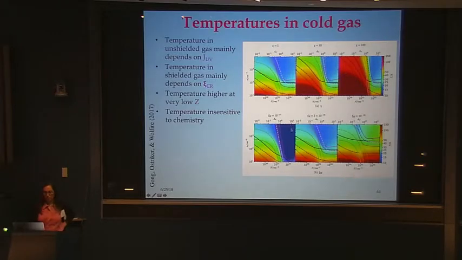But when you change the UV field, you've shrunk the region that is molecular. This is the molecular region here. You've shrunk that region, but the temperature is about the same. The temperature in that region in the molecular gas is basically set by the cosmic ray rate, because that's what's doing the heating in the shielded gas. So in this molecular region, the temperature is determined by the cosmic ray rate.